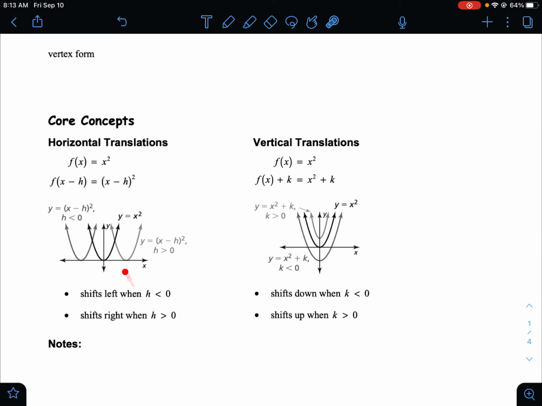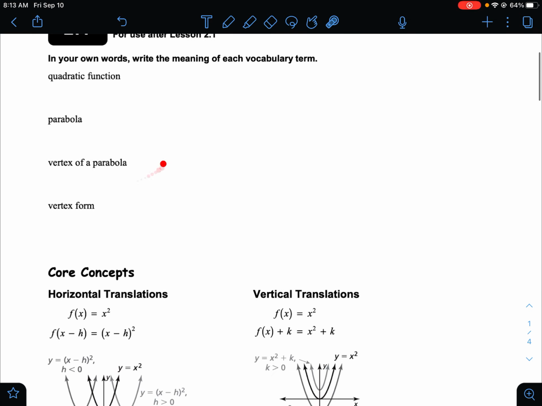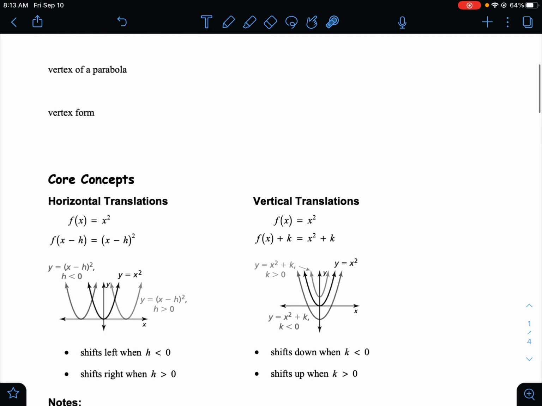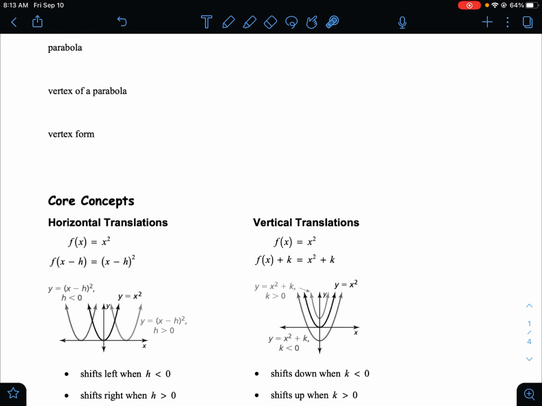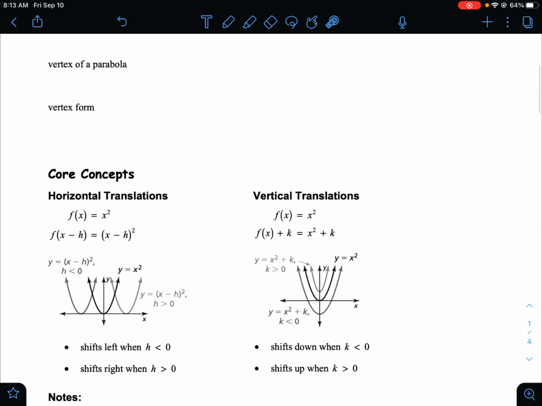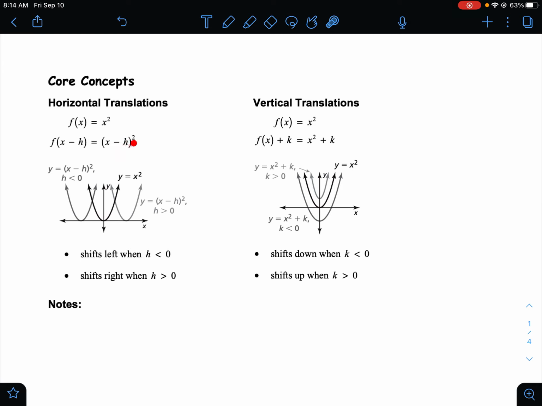It can also be upside down if you flip it across the x-axis. And finally, the vertex here, the vertex is simply the bottom point, or if the parabola were upside down, it would be the top. So it's whatever the bottom or top of that parabola is, depending on its orientation. We'll talk about vertex form a little bit later, and I think next class, so I'm not going to worry about that right now.